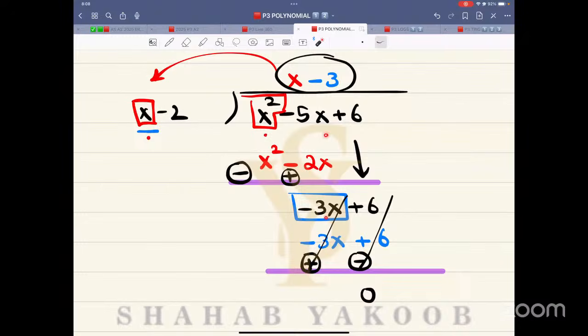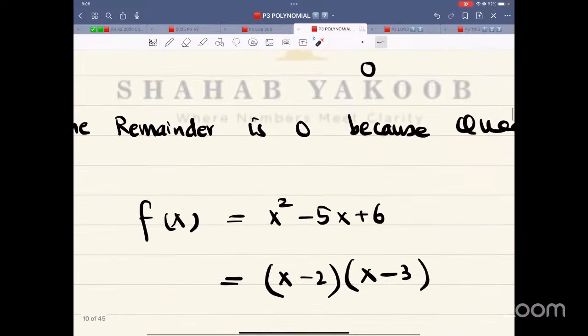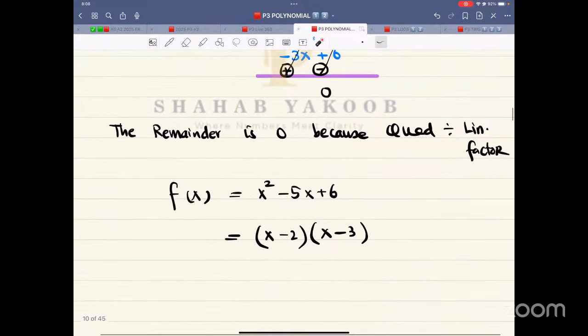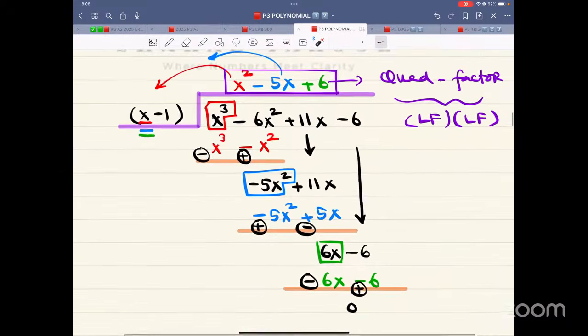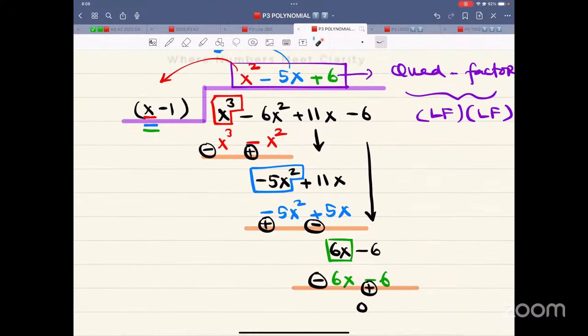So we simplify, we get this thing, pull one more term down, repeat the same process. Negative 3x over x is negative 3. And then we get the remainder 0. So if it's a factor, it's necessary that the remainder is 0. So x minus 2 into x minus 3, that is the polynomial. Something more. Have a good look for yourself.